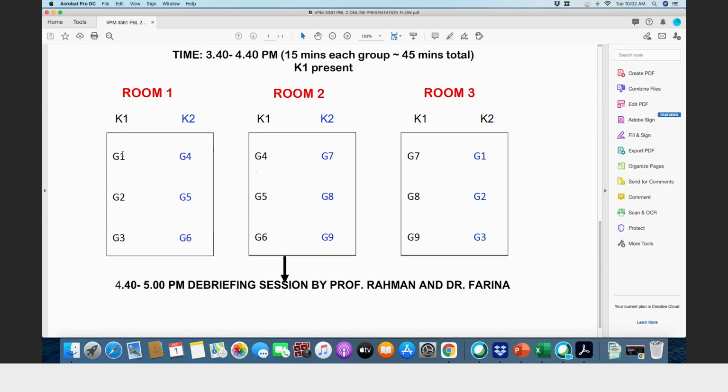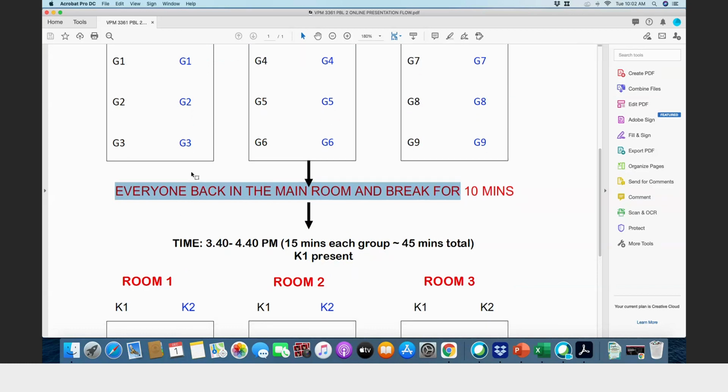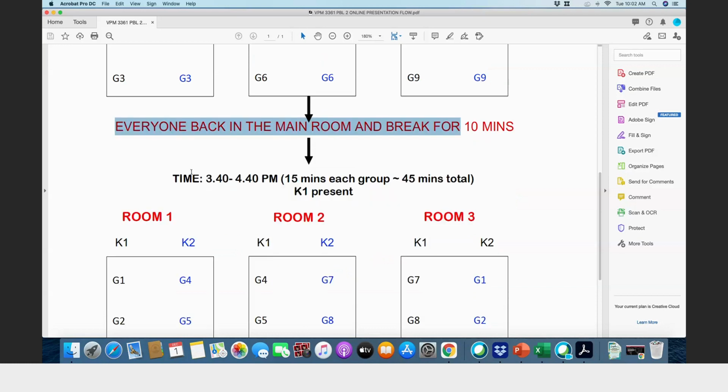Basically, you will listen to your own case from other groups, and then the other 2 cases from 4 groups. Group 1 will listen to group 4, group 5, group 6, and also to group 2 and group 3 from the previous session. So basically you will hear 5 different presentations, versus before this, you heard 17 different presentations. So don't worry about us.